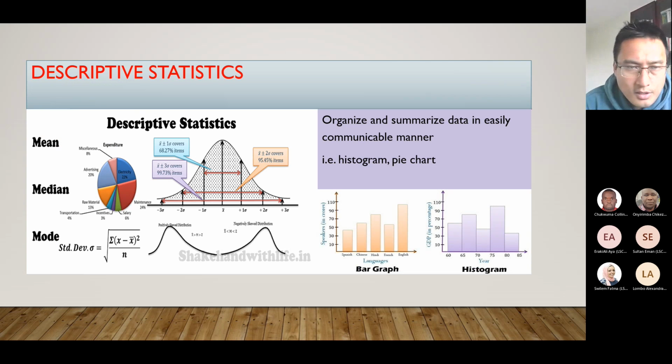Now we are covering descriptive statistics. In descriptive statistics, these are the topics we'll be covering: mean, median, and mode. There are two graphs: one is the bar graph, one is the histogram. What is the difference between these two graphs? Would anyone want to comment? Bar graph and histogram. I think the histogram is for continuous data.